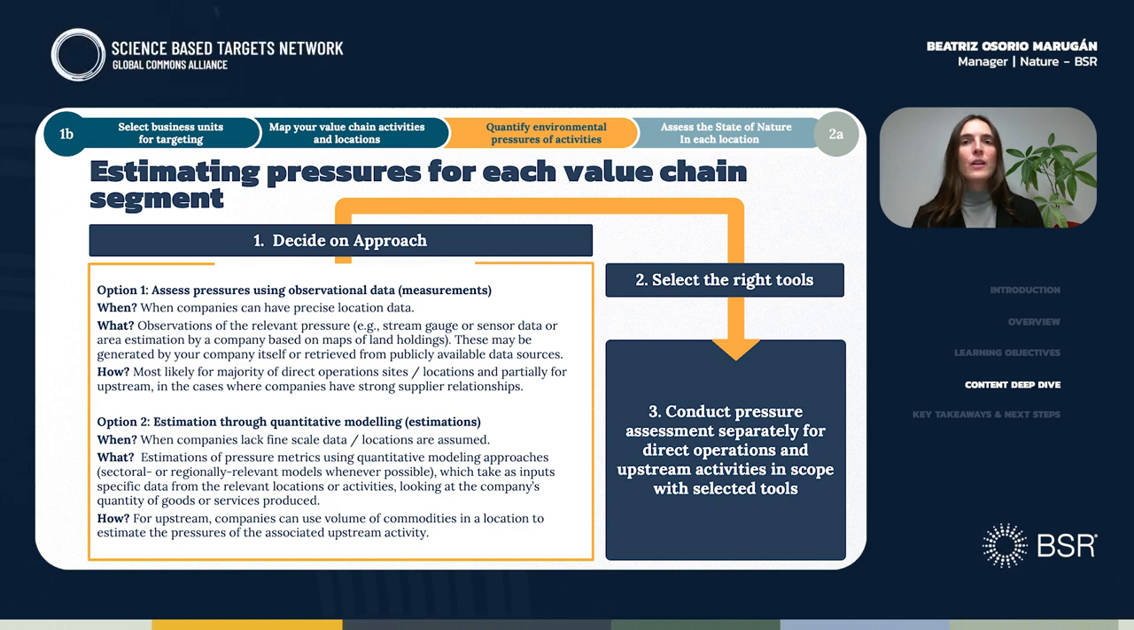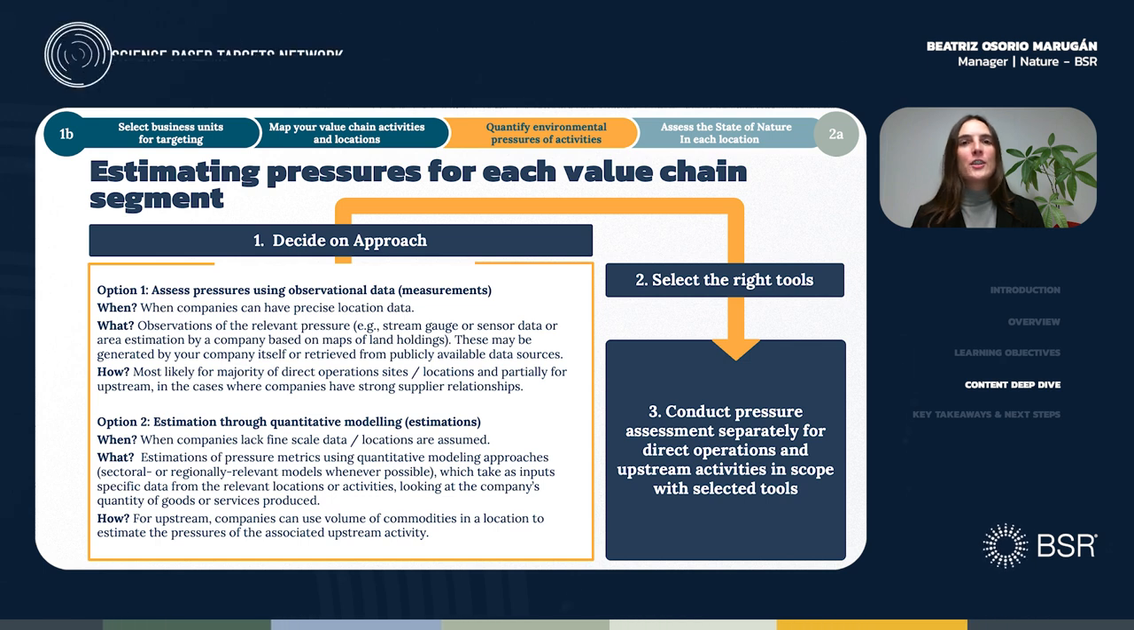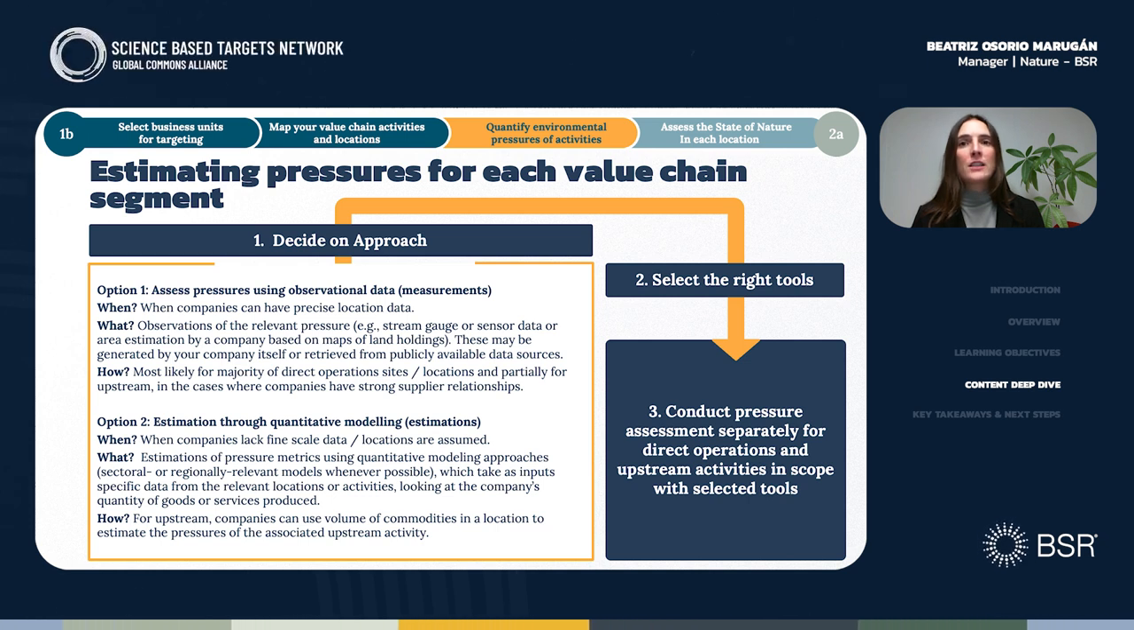Option 2, which involves estimating pressures using the best available data and quantitative modeling, aka estimations, is used when locations are assumed. In this case, companies rely on the use of pre-existing quantitative models to generate pressure estimates using specific company data as an input.